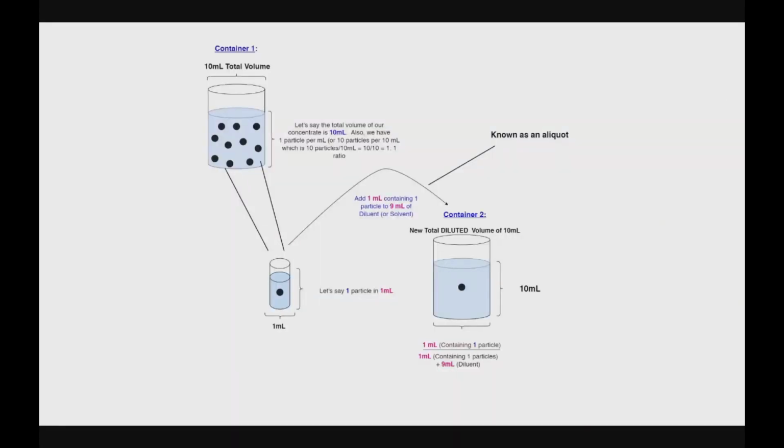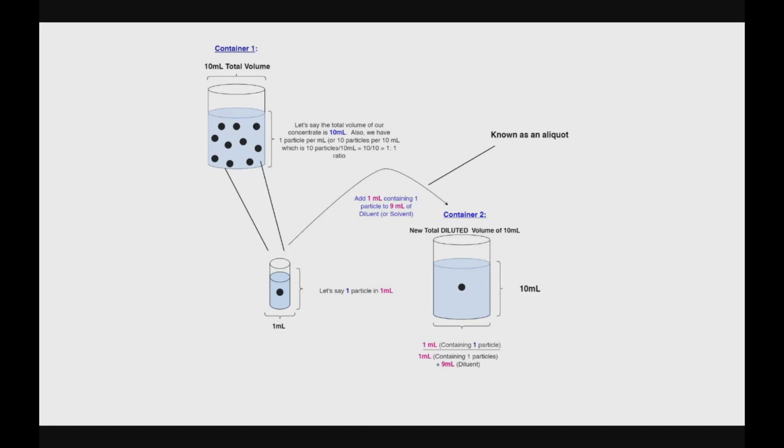So let's suppose we have container 1, and container 1 is our concentrate. In other words, it's like our serum, or it's a concentrated substance. And let's say it has a 10 milliliter total volume. And notice I have 10 particles in there. Now, ideally, you would have a dark liquid. And I'm representing that dark liquid as 10 particles.